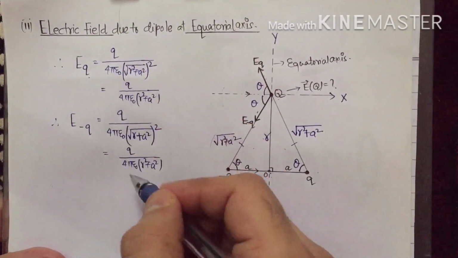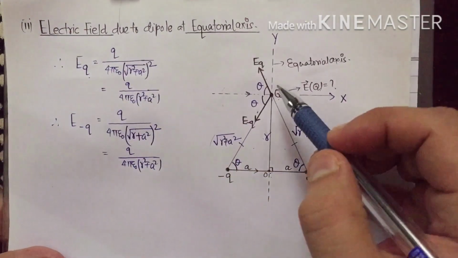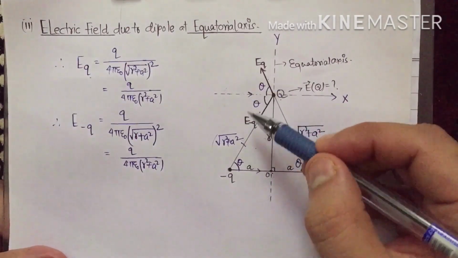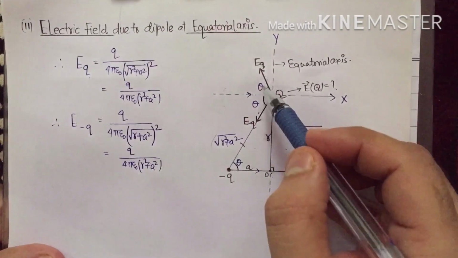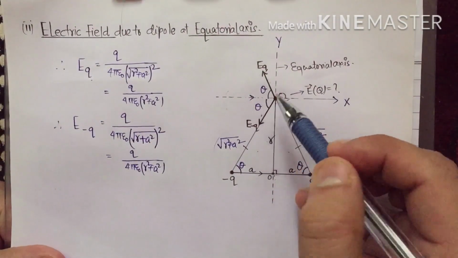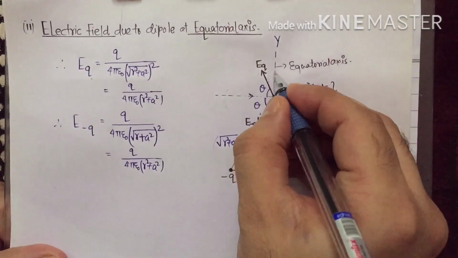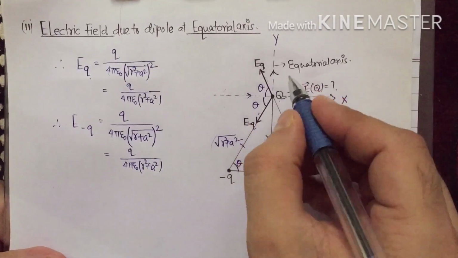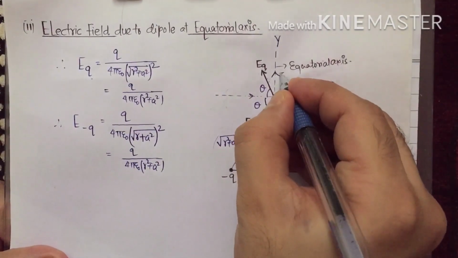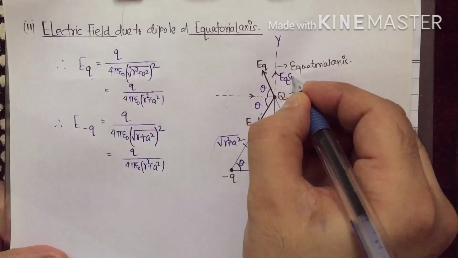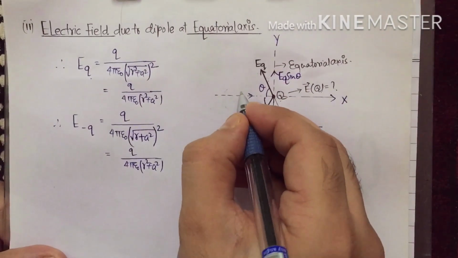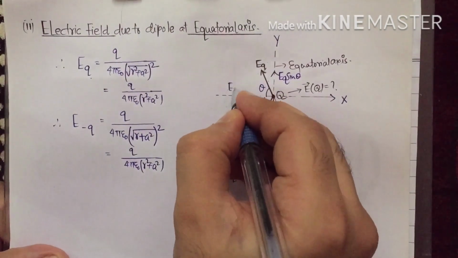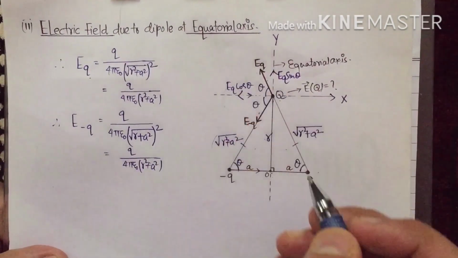Now we can see both the electric fields have the same magnitude, and the two electric fields are inclined at some angle 2 theta. Total angle is 2 theta. Now we can resolve these two electric fields into two components, one along the x-axis, one along the y-axis. This is the y-axis. So the component along the y-axis is given as EQ sine theta. Similarly, the component along the x-axis due to this EQ is EQ cos theta.